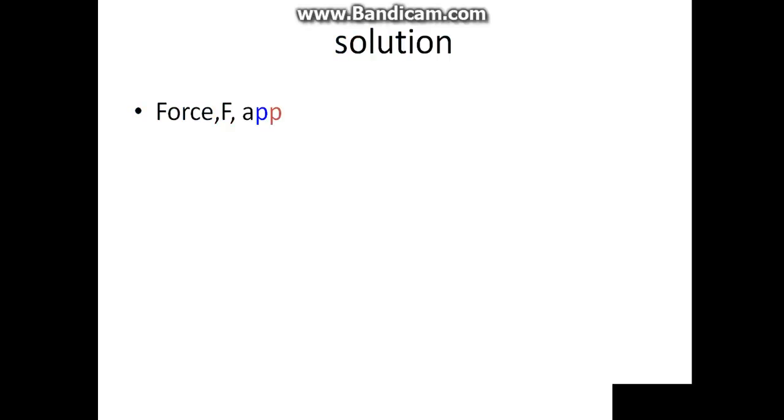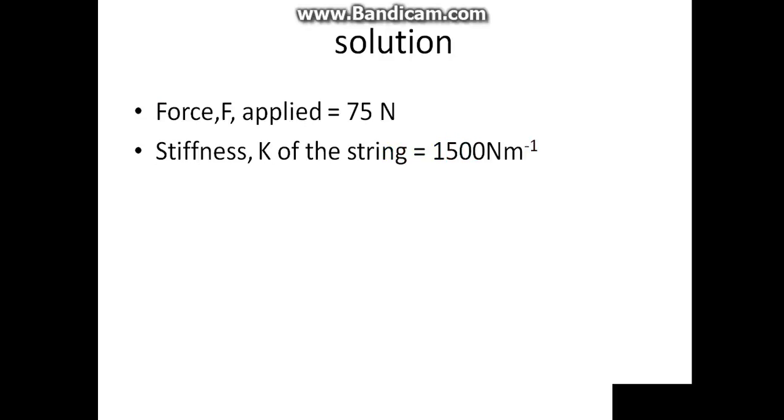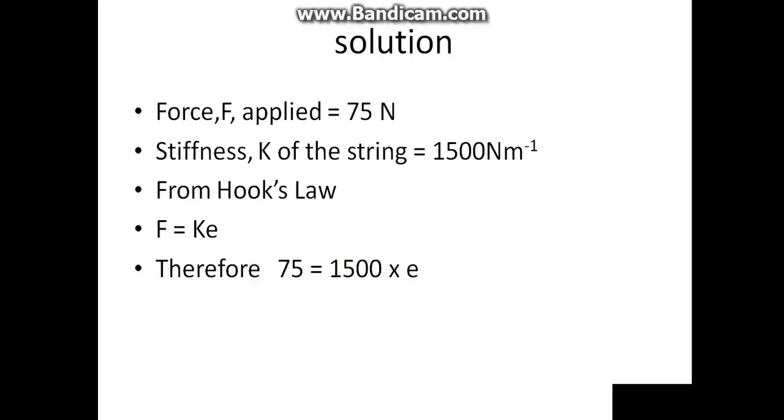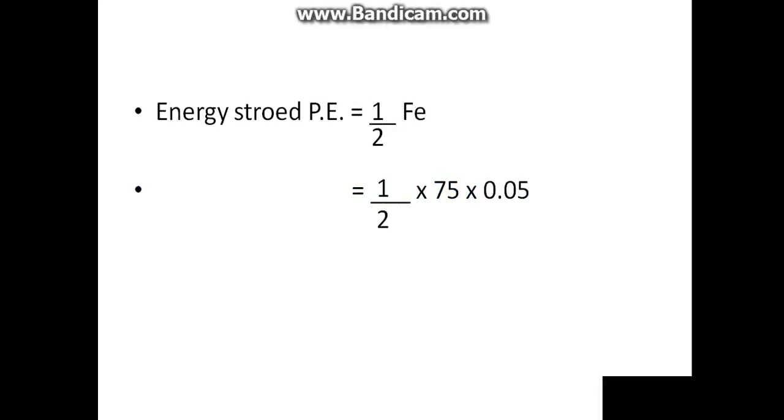Solution. Force F applied is equal to 75 Newton. Stiffness k of the spring is equal to 1500 Newton per meter. From Hooke's law, F is equal to ke. Therefore, 75 is equal to 1500 times e. e is equal to 75 over 1500, which is equal to 0.05 meters. Energy stored, PE, is equal to half Fe, which is equal to half times 75 times 0.05, which is equal to 1.9 joules.